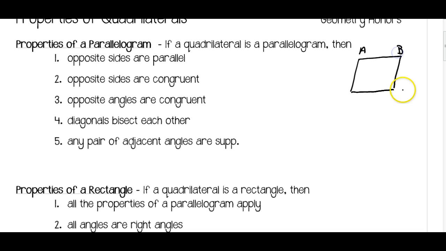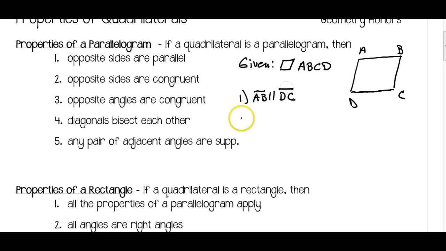So we've got A, B, C, D, and we would be given that we've got a parallelogram. Incidentally, the only one that we have a symbol for is parallelogram. Given parallelogram ABCD, I'm just going to list off what we would know based on this being a parallelogram using the numbers. So number 1, we would know that segment AB is parallel to segment DC. And then based on number 2, also we would know that AD is parallel to BC.